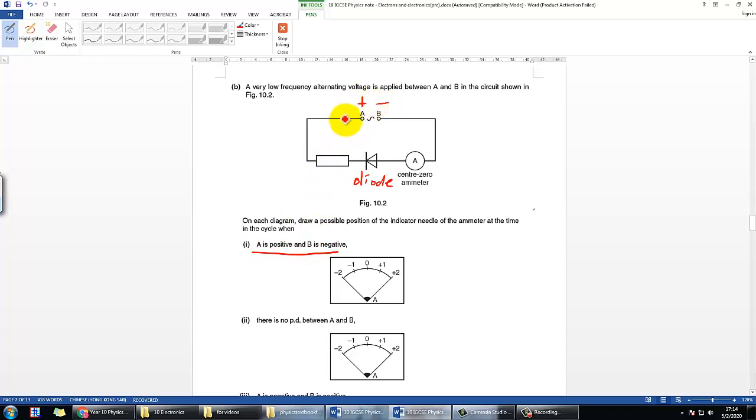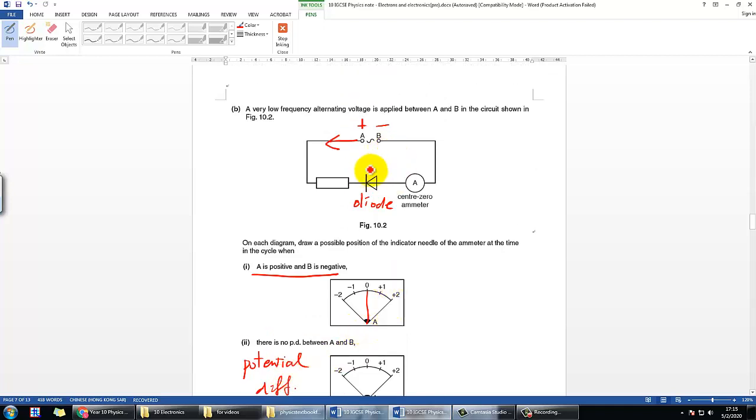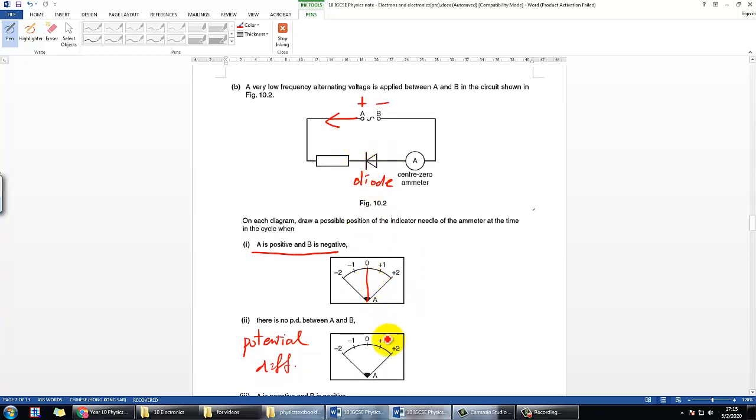So you can see if this is positive negative, then the current will flow in this direction, go all the way like this. You can see this will be stopped by the diode, and so there's no current showing. So what you can do is draw the reading as 0. For part 2, it said there's no PD. PD means potential difference. That means no voltage between A and B, so as if there's no battery at all. So if there's no voltage, then for 100%, no matter there is a diode or not, there must be no current, so also 0.